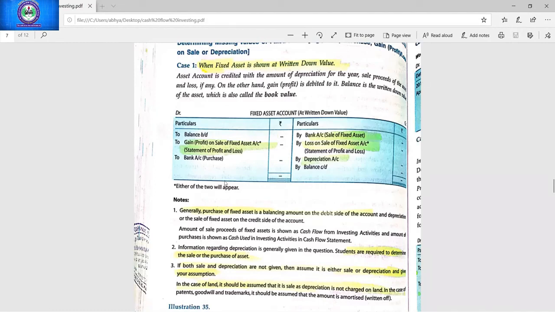Now let's come back to the account. So during the year, there may be sale or purchase of asset. Okay, listen now carefully. So first item is the balance BD, which is opening balance. Then last item is the balance CD, which is closing balance.